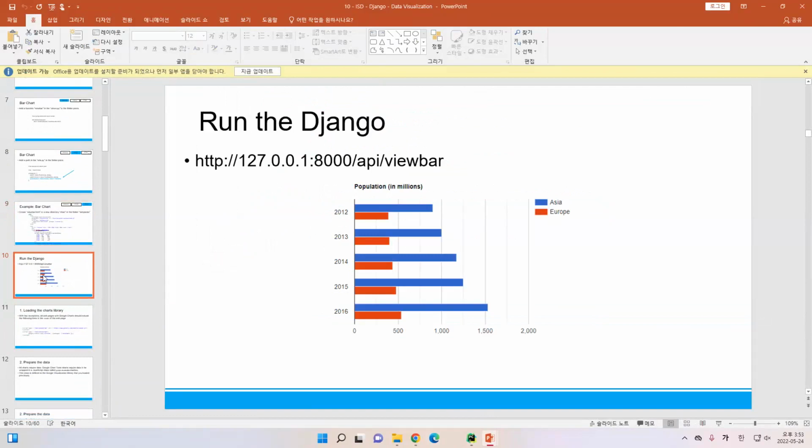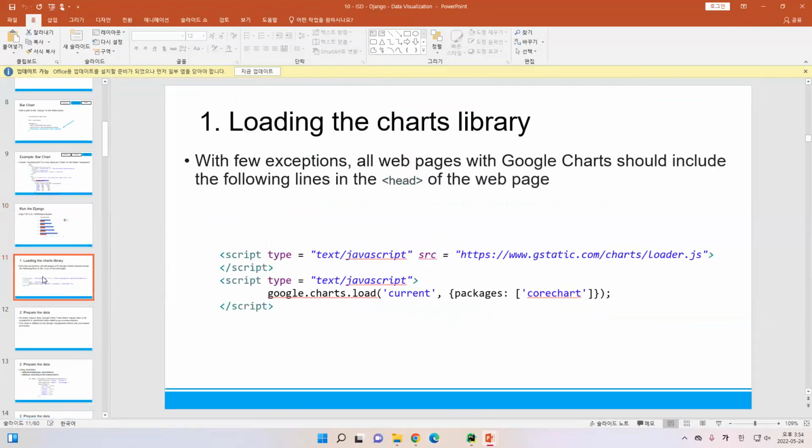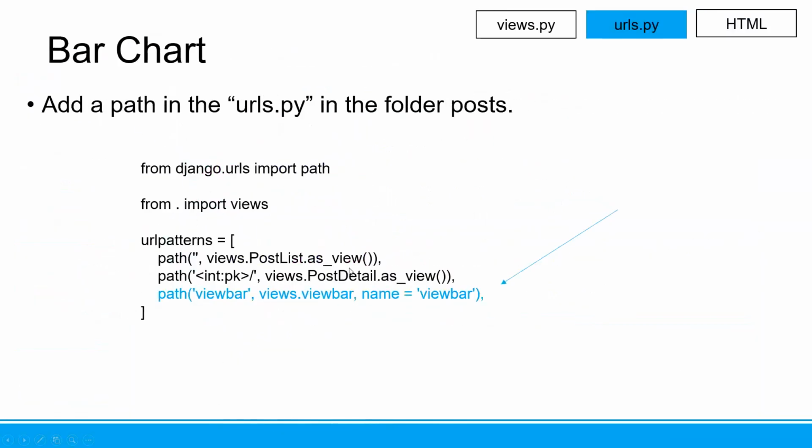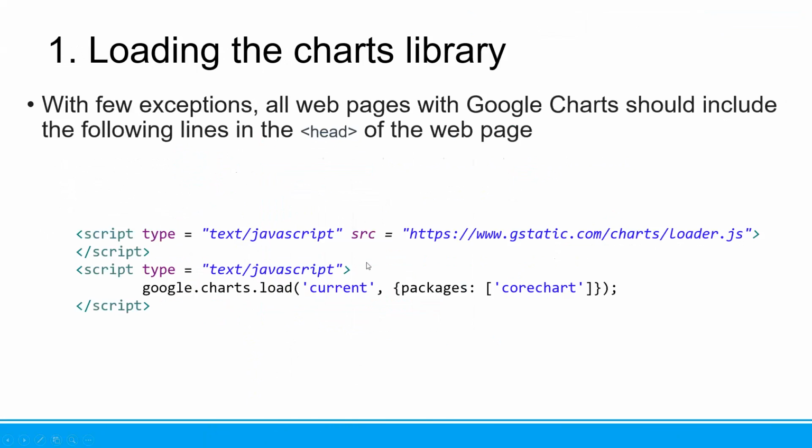Okay, this is the result. So what I explained to you previously, we have 4 steps. You still remember? Loading the chart library, prepare the data, customize the charts, and draw the charts. The first is loading the chart library. This is the loader part.